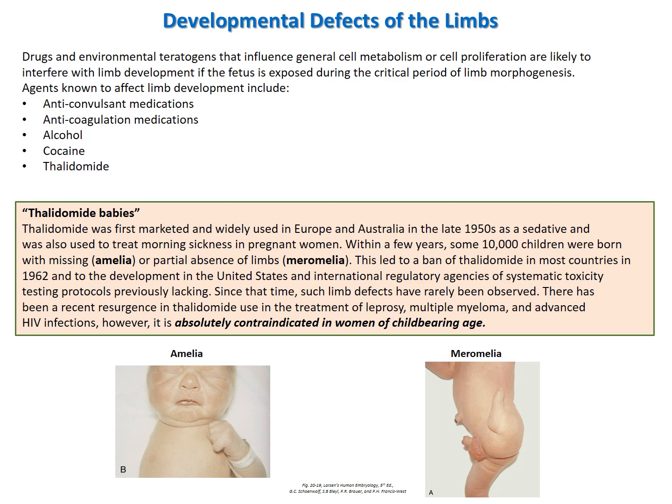This led to a ban of thalidomide in most countries in 1962, and to the development in the United States and international regulatory agencies of systematic toxicology testing protocols previously lacking. Since that time, such limb defects have rarely been observed. There has been a recent resurgence in the use of thalidomide in the treatment of leprosy, multiple myeloma, and advanced HIV infections. However, it is absolutely contraindicated in women of childbearing age.